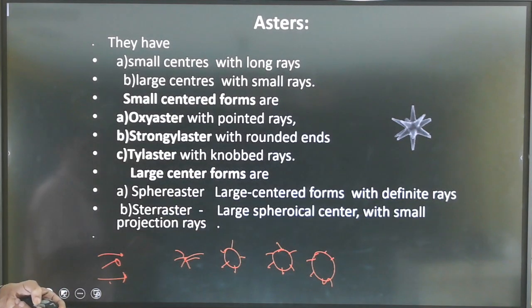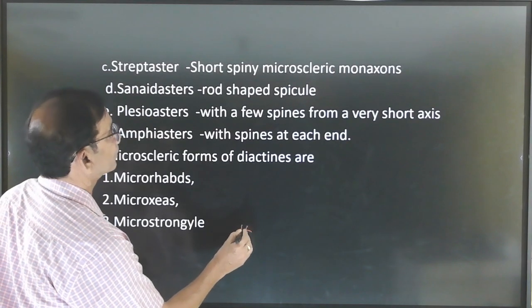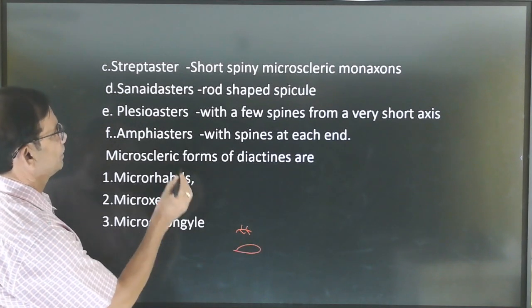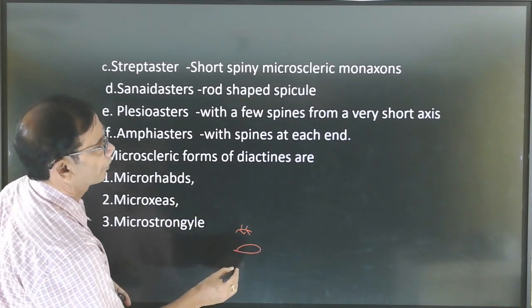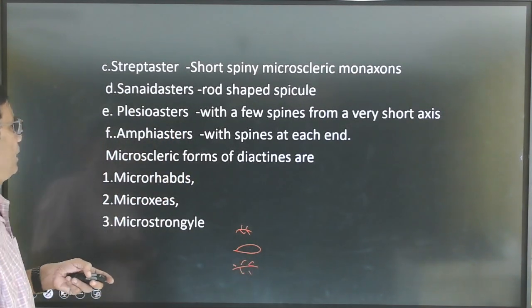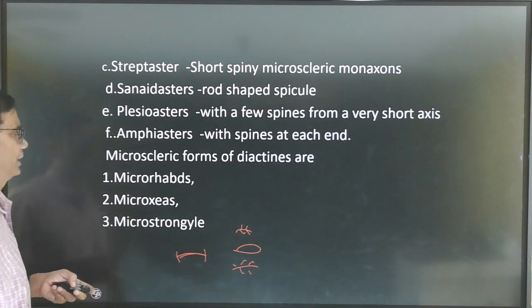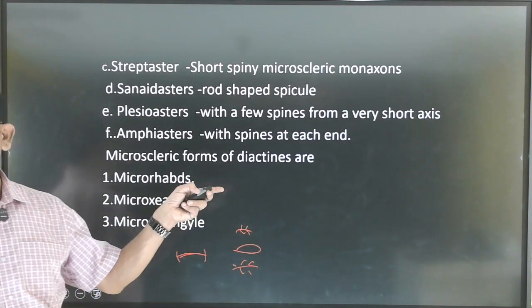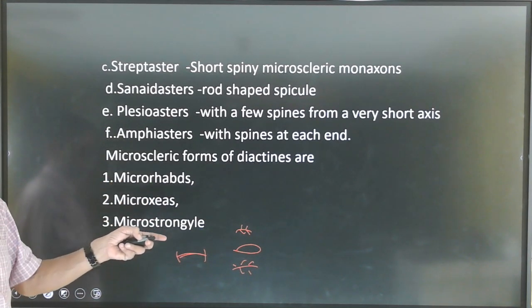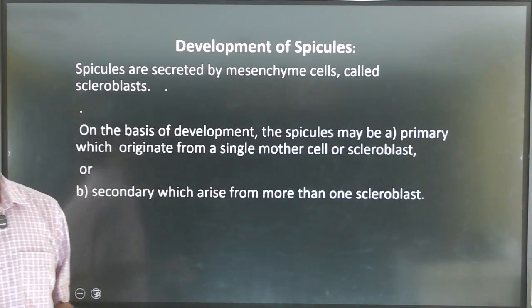Again, other asters are like this. Streptasters are short, spiny microscleres. Then cnidasters, which are rod shaped. Then plesiasters with a few spines from a short section. Again, amphiasters, amphi meaning that on both sides they have disc-like structures. Again, microscopic forms of diactins are of three types: microrhabds, microxeas, and microstrongyles.